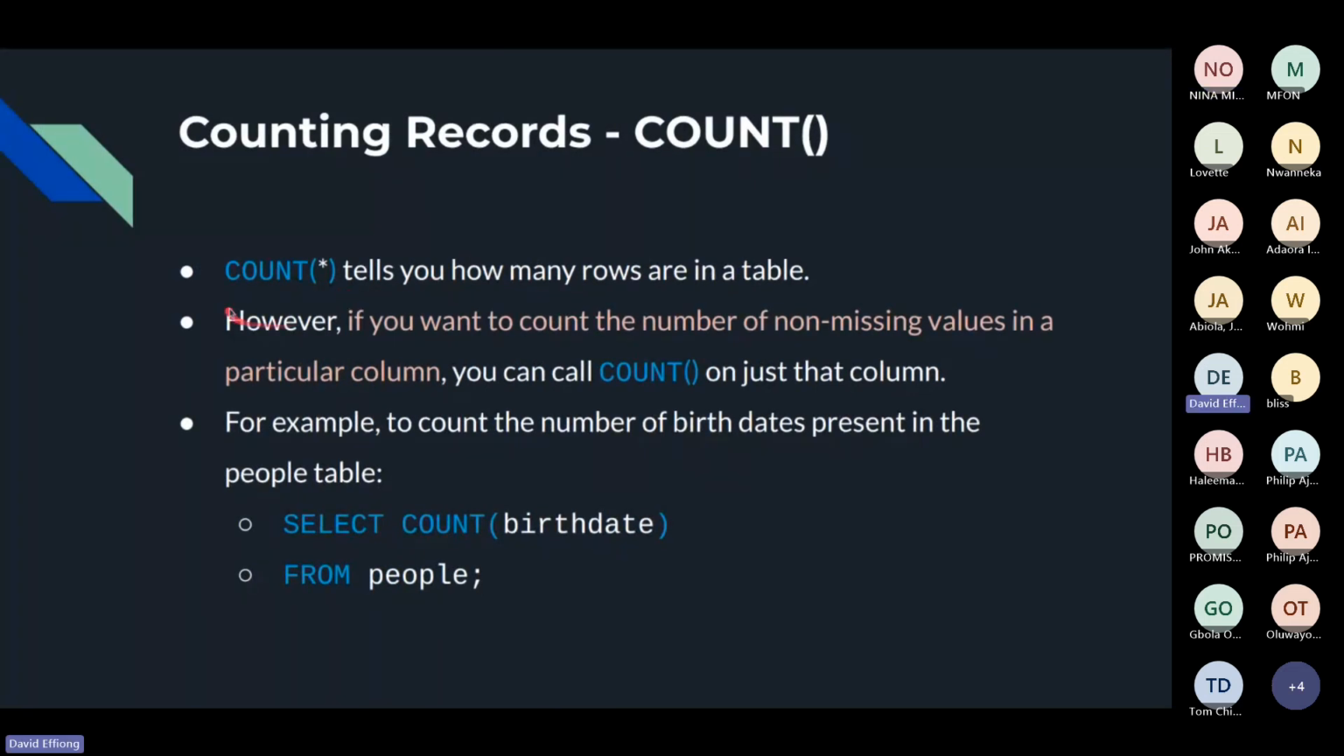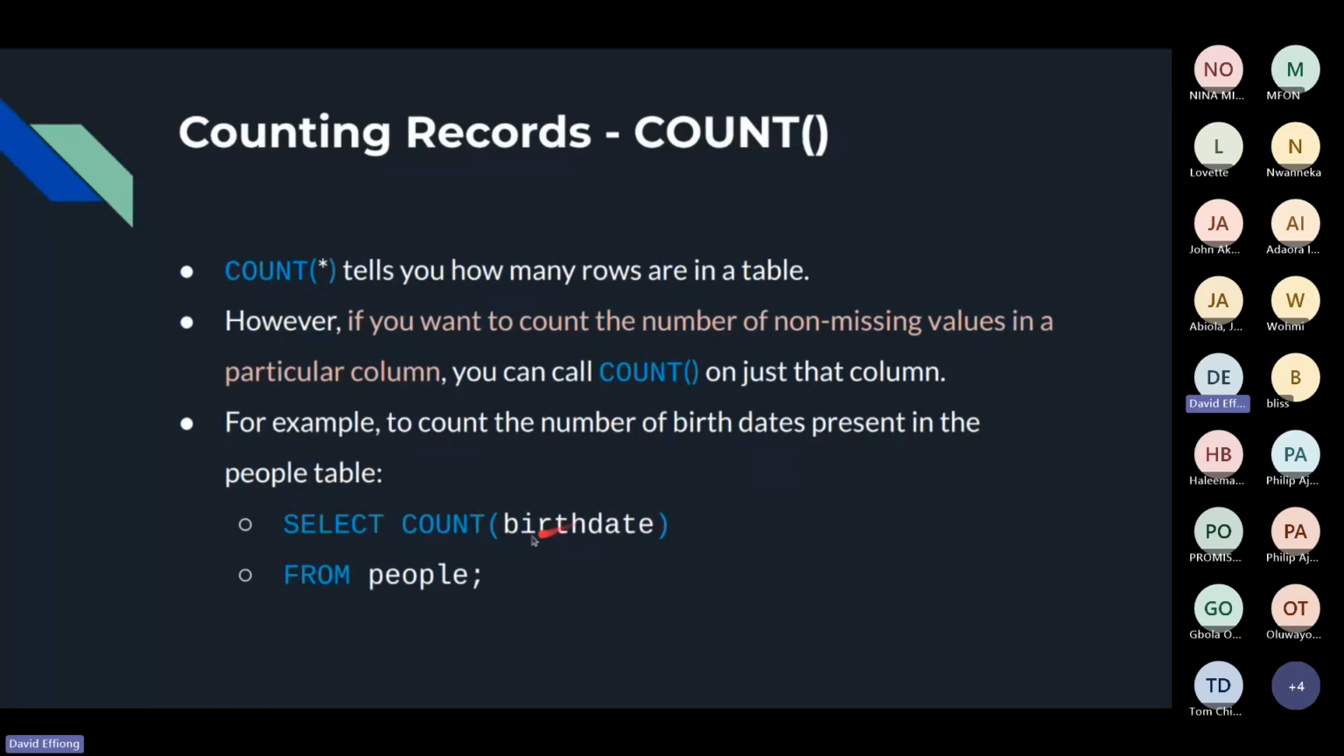Now, see this, the count asterisk tells you how many rows are in a table. However, if you want to count the number of non-missing values in a particular column, you can use the count on just that column. I'm going to explain this now. So this is an example. You want to count the number of birth dates present in the people table.